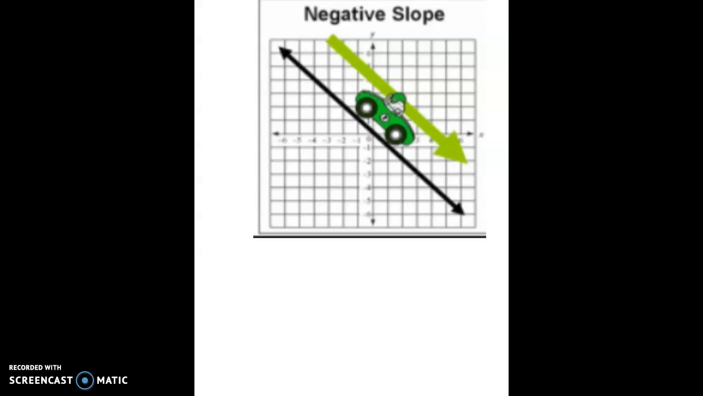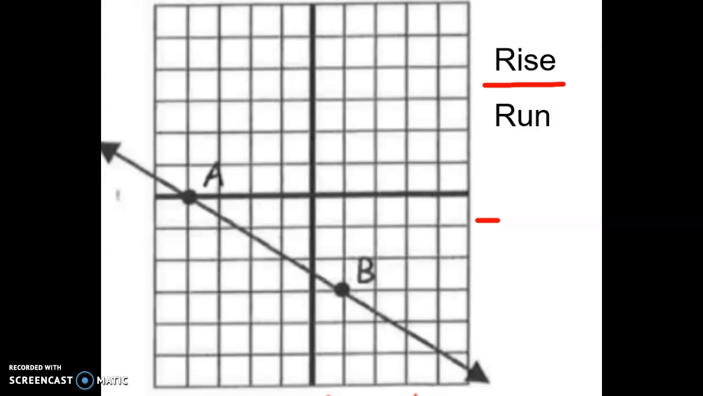This is an example of negative slope. It is decreasing from left to right. Slope is the rise over the run. To count the slope, find two perfect points. I know that this is a negative slope, so that's my setup. I know it's going to have a negative in front.